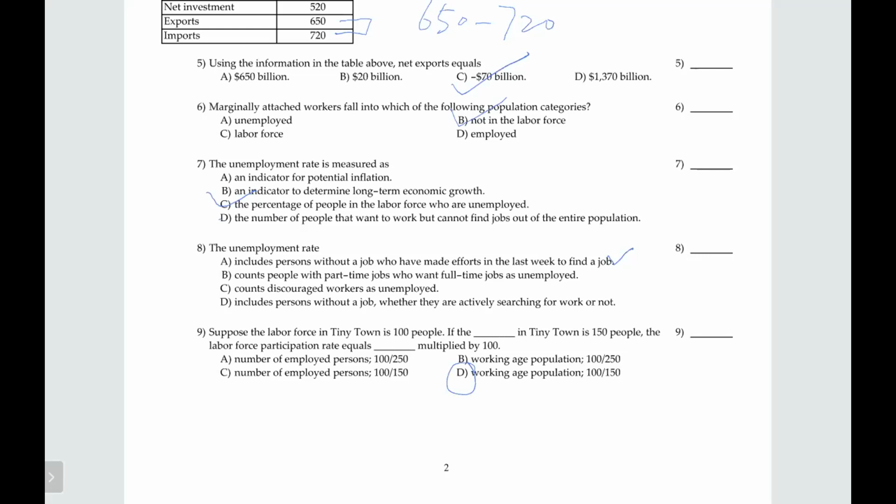Okay, so let's just read through. If working age population is 150, the labor force participation rate equals to, now, the labor force, we already knew, is 100. The working age population is 150. Hence, the labor force participation rate is going to be 100 divided by 150, and then multiplied by 100. So this is a normalization.